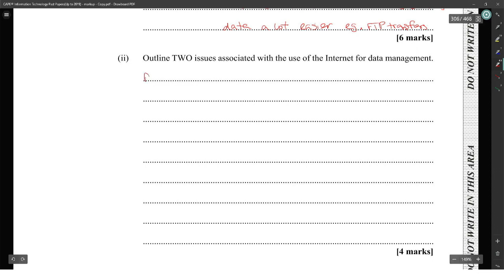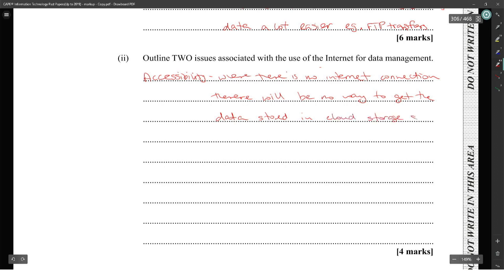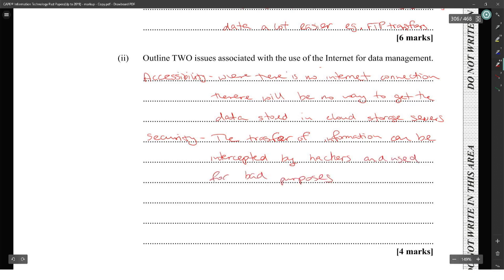Okay, accessibility. Where there is no internet connection, there may be no way to get the data stored in the cloud storage. And security. The transfer of information can be intercepted by hackers and used for bad purposes. Accessibility, security.